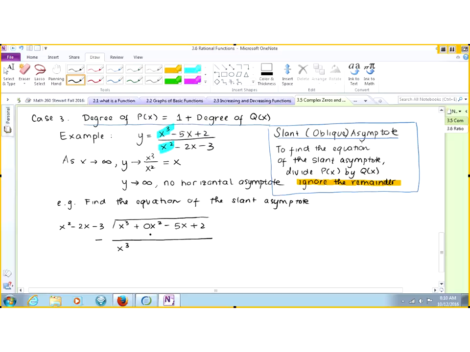So this is not math 260. If you forgot long division, it's not that you cannot do math 260. This is math 115. So bring down the x cubed. What is x cubed divided by x squared? Yes, x. So x times x squared minus 2x minus 3. What is that? X cubed minus 2x squared minus 3x. That's right. Good.